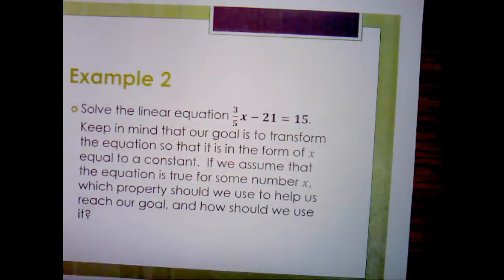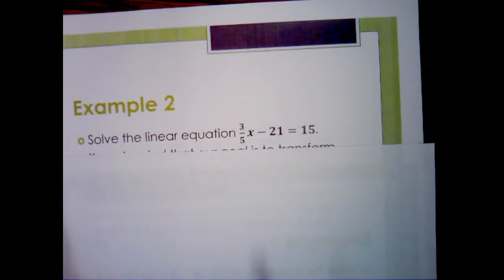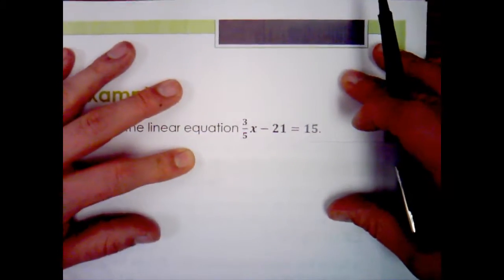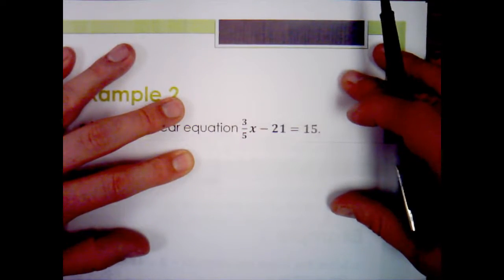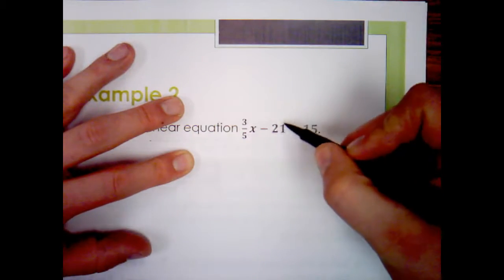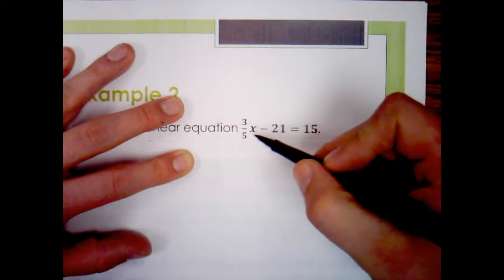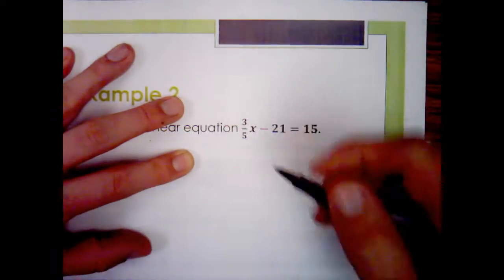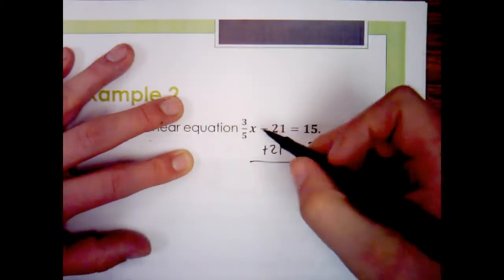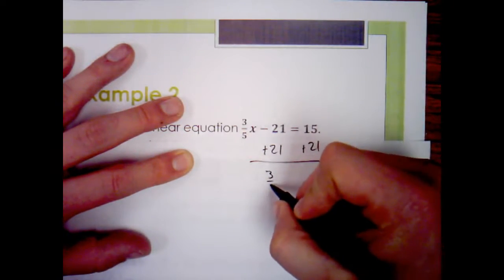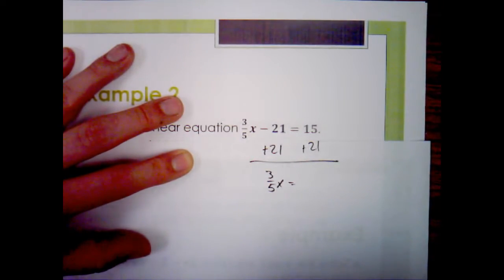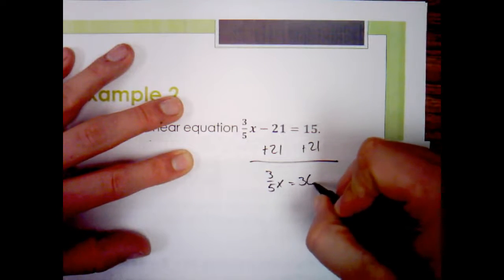The first one I would use would be the addition property of equality, which says I can add the same number to both sides of the equal sign and it'll still be true. The reason I would do that is so that I can get rid of this negative 21. I want to get x by itself. This negative 21 is in the way. So I'm going to add 21 to both sides to get rid of it. When I do that, it cancels here. I'm left with 3/5 x is equal to 15 plus 21, which is 36.